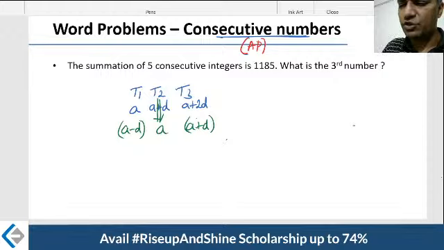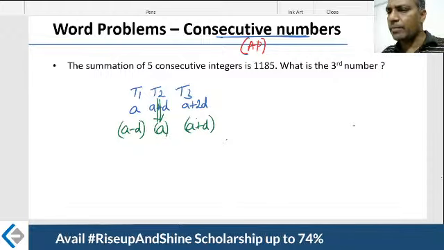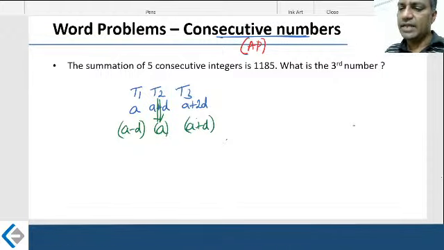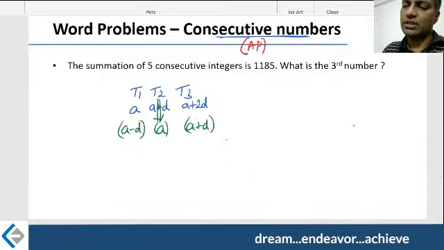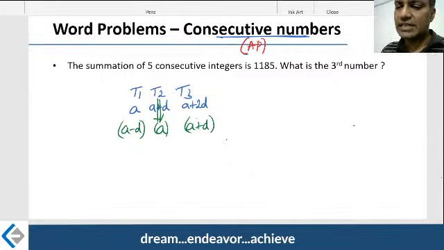What is the advantage? Why should I take the middle term as A? You take the middle term as A and maintain the gap of D. Therefore, term 1 will become A minus D, it will be D less. What about term 3? It will be D more, right? I hope everybody is connecting with this.